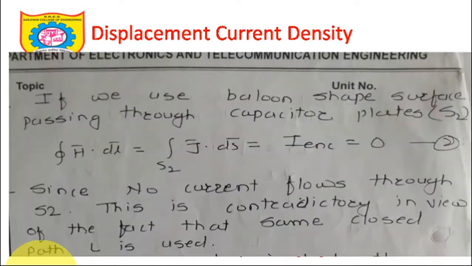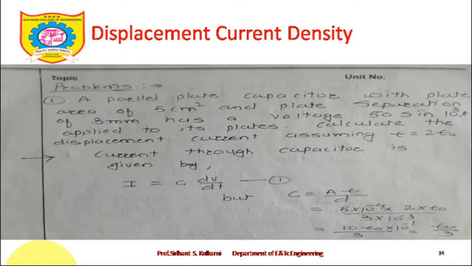Let's say I have a numerical something like this: a parallel plate capacitor with a plate area of 5 cm square and a plate separation of 3 mm has a voltage 50 sin 10 raised to 3t. Is it a time varying field? Yes, it has a different value at t equal to 0, at t equal to 1, 2, and so on. So a sinusoidal voltage is applied whose nature is given by 50 sin 10 raised to 3t.